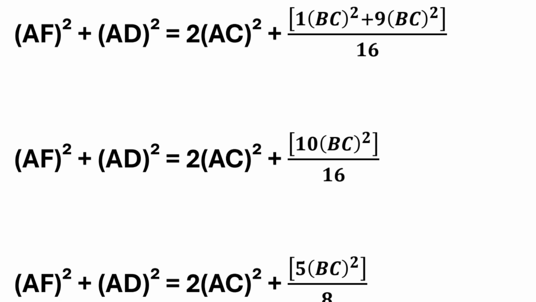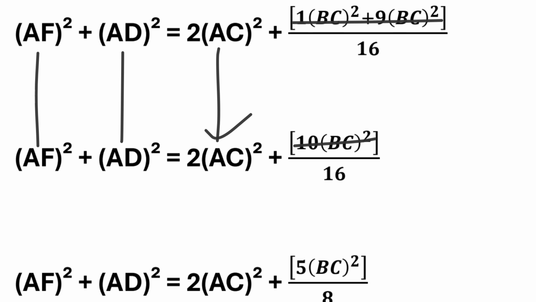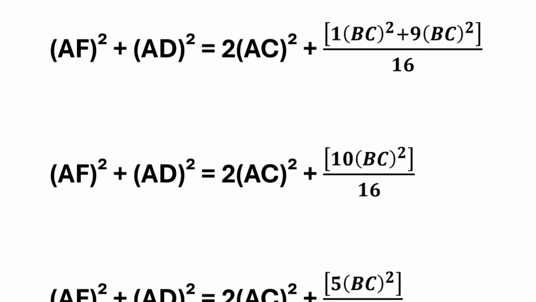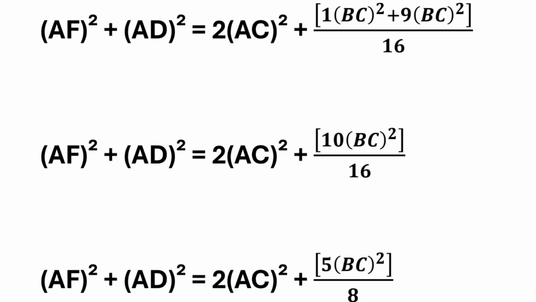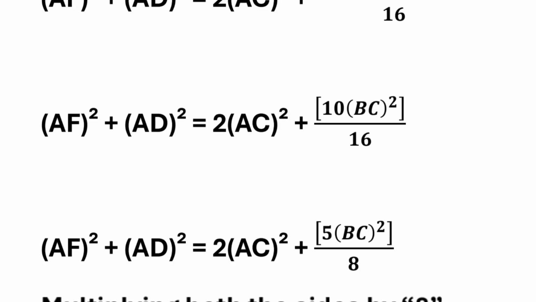Therefore, after this addition, we write AF square plus AD square is equal to 2 AC square. Here 1 BC square plus 9 BC square means 10 BC square upon 16. This 16 and 10 are both divisible by 2, so 2 8s and 2 5s. Therefore, we get AF square plus AD square is equal to 2 AC square plus 5 BC square upon 8. This is our next step.